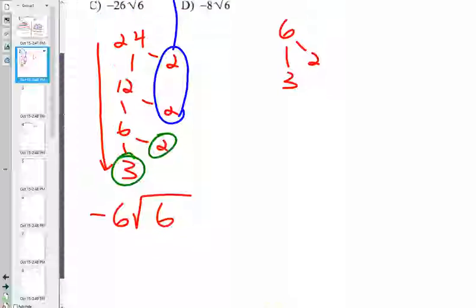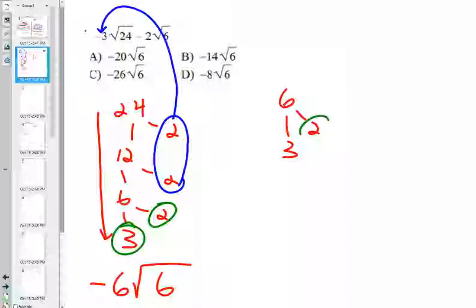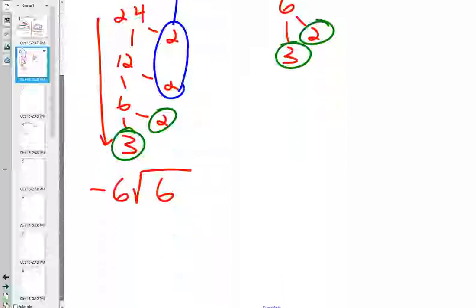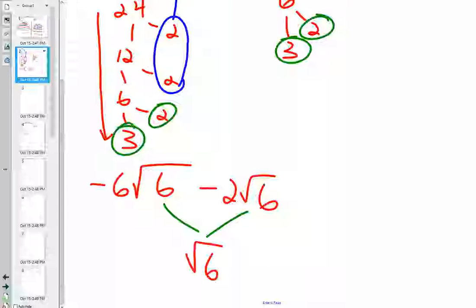6. Now on the second tree, I had no pairs. I don't have enough to pair up there, so nothing can come out. So that second radical is going to stay exactly the same, minus 2 square root of 6. Before, the radicals were not the same. Now they are. So I get to keep my square root of 6 the same. The numbers that get combined are what's on the front, the coefficients. What's negative 6 minus 2?